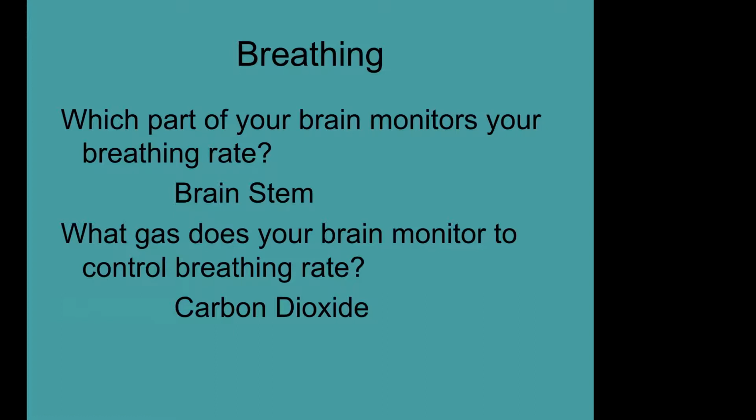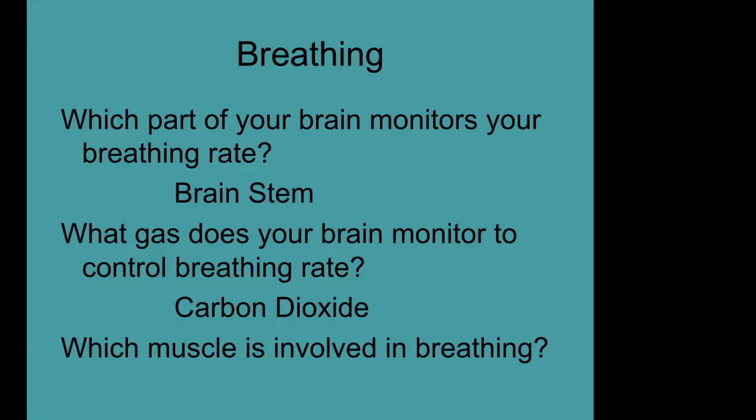Now, when you're doing activity, you breathe faster because you're going through cellular respiration faster. That creates more carbon dioxide, and you have to breathe quicker to get rid of all that excess carbon dioxide. So carbon dioxide has to get back down to homeostasis, so you breathe faster to get rid of that carbon dioxide.